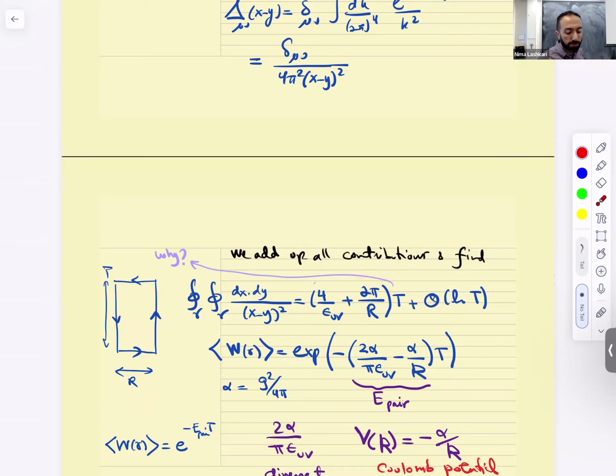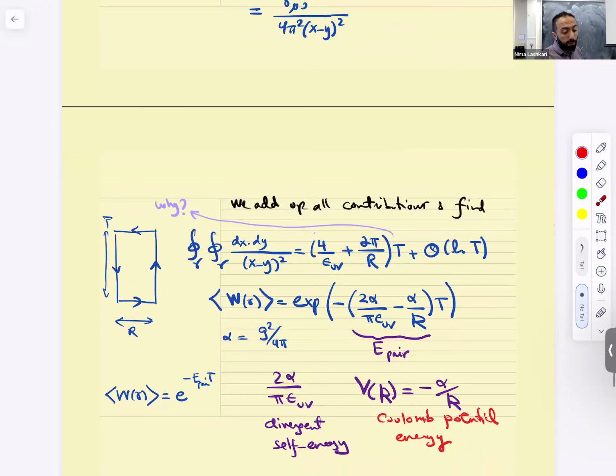Not quite, but it's related to the energy cost. And then there are corrections to it, which are log 1/T. All right, so we said that the expectation value of W(R) in the large T approximation is interpreted as the energy of the pair. So here it is, the energy of the pair is minus alpha over R, with 2 alpha over pi epsilon QV. Is this familiar? This is just the Coulomb law in QED.